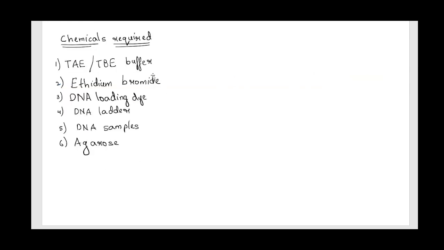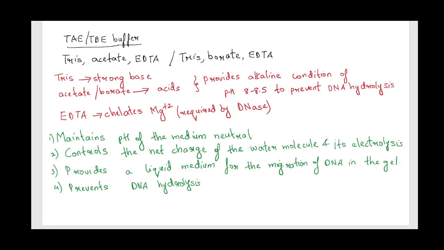Now, if we want to carry out this technique, we will be needing TAE or TBE buffer, ethidium bromide, DNA loading dye, DNA ladder, DNA samples, and agarose. Here in TAE and TBE, T refers to tris, A and B refers to acetate and borate respectively, and E refers to EDTA. Tris is a strong base and acetate and borate are acids.